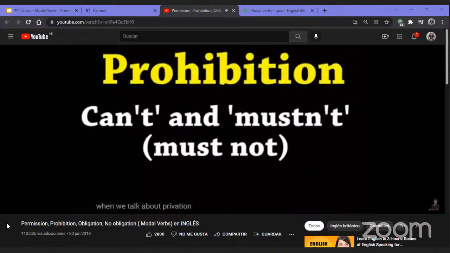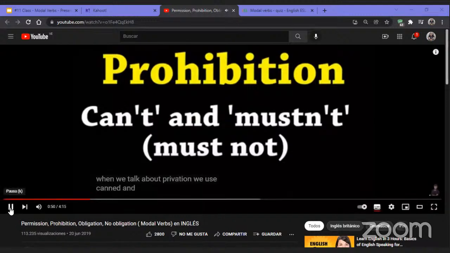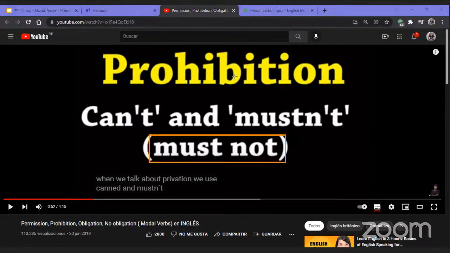When we talk about prohibition, we use can't and mustn't. Okay, now, on the other hand, we have prohibition. Cuando te dicen que no debes hacer algo, okay? Te prohíben hacer cierta actividad. Para eso utilizamos can't or cannot y must not or mustn't. And now it's kind of a tongue twister. So if you don't feel comfortable pronouncing mustn't, I will say must not helps you a little bit.